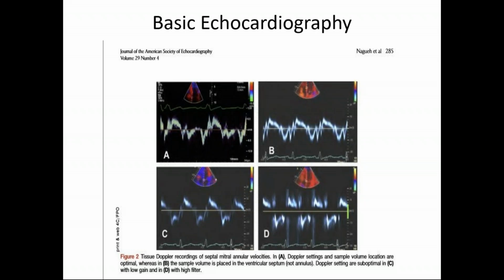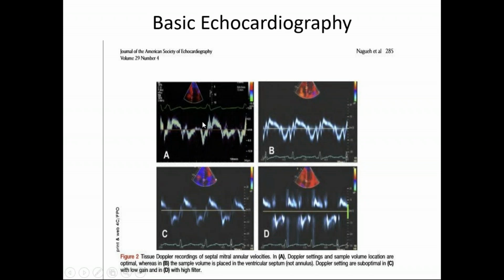Again, we said you're going to keep it simple. There's a lot of complex things you can do, but you're keeping it simple because you need to make the diagnosis. So these are mitral annular velocities, and you have to try and do the mitral annular velocity properly. Okay, and these are four scenarios, and we're looking at the medial or the septal mitral annular velocity. In frame A, the Doppler settings and volume location are optimal.